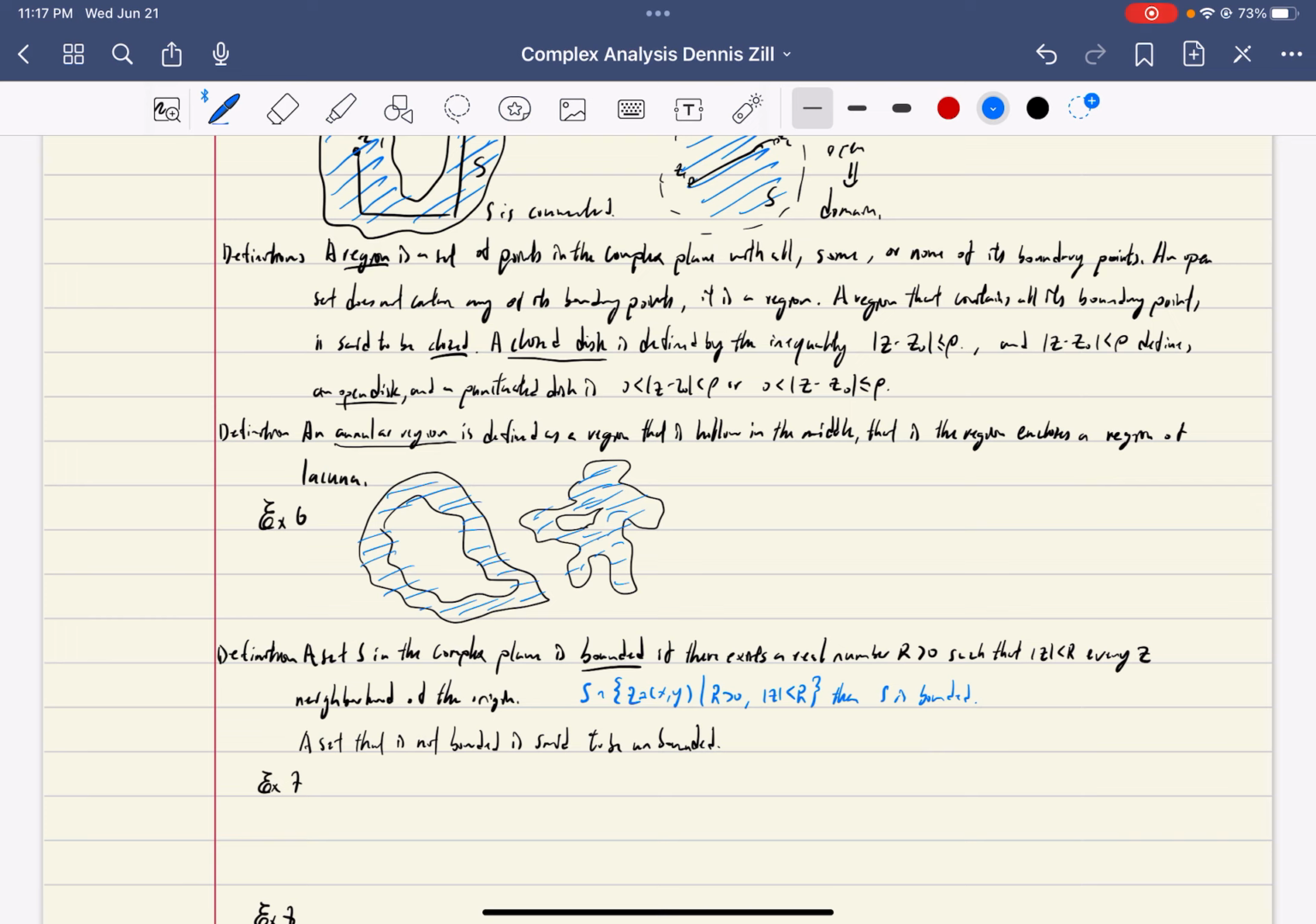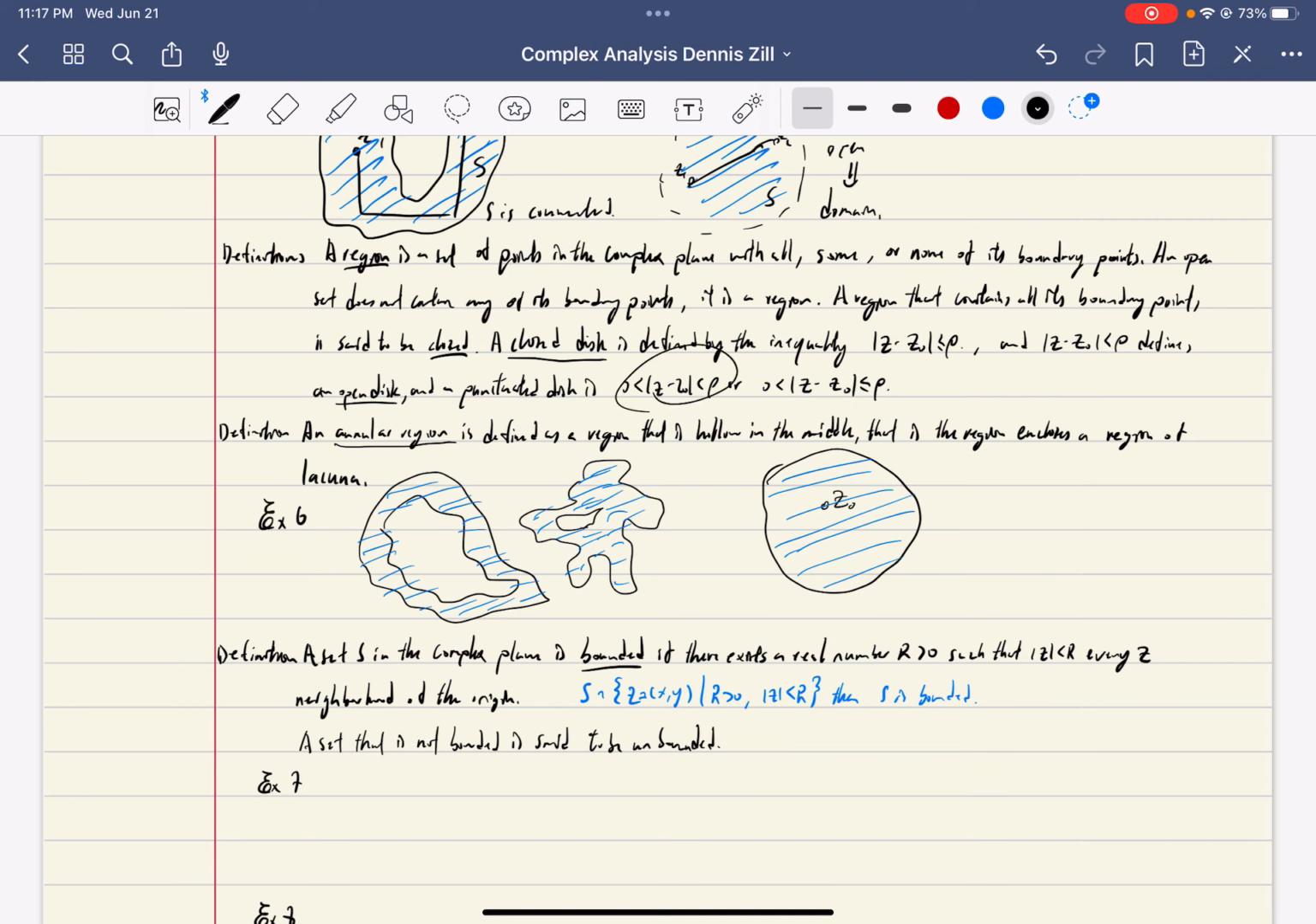Well, let's take a look at a closed disk. What is a closed disk? Well, we have a disk around z0, and we include our boundary. So this is a disk, and it includes its boundaries. So this is a closed disk.